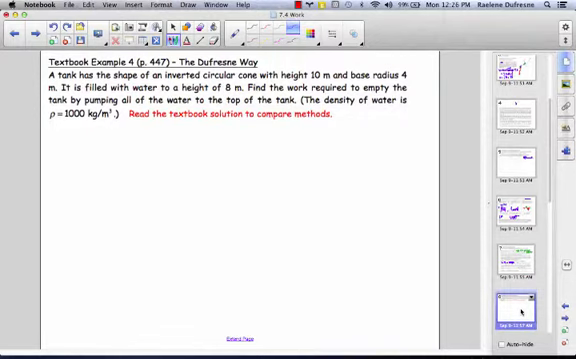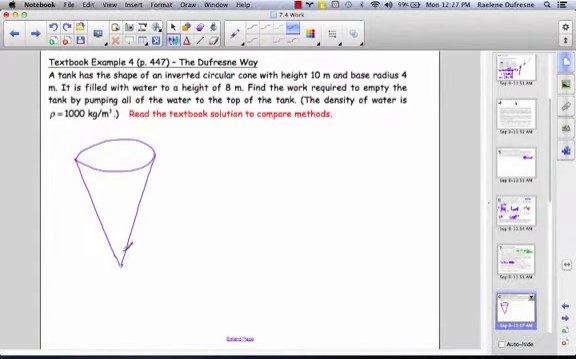I encourage you to read the textbook example first and then take a look at my approach to the question. A tank has the shape of an inverted circular cone with height 10 meters and base radius 4 meters. It is filled with water to a height of 8 meters. Find the work required to empty the tank by pumping all of the water to the top of the tank. The density of water is given as 1,000 kilograms per meter cubed. Well, let's draw a picture. We've got an inverted circular cone. It looks like this.